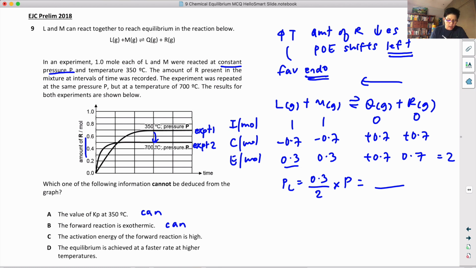The activation energy of the forward reaction is high. In fact, there's nothing mentioned about activation energy. This is the one that you cannot deduce. All right. Equilibrium is achieved at a faster rate at high temperature. Yes, because higher temperature always results in a faster rate of reaction. So this one is definitely true. So the answer is C.